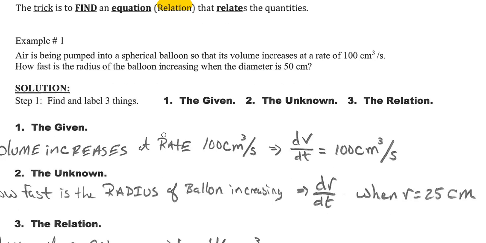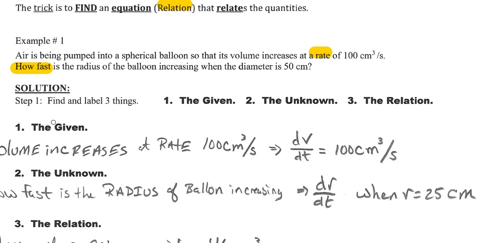Air is being pumped into a spherical balloon so that its volume increases at a rate of 100 centimeters cubed per second. How fast, this is another rate, how fast is the radius of the balloon increasing when the diameter is 50 centimeters? Let's look at the solution.